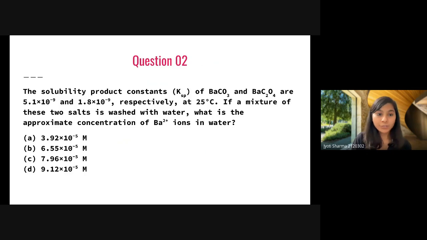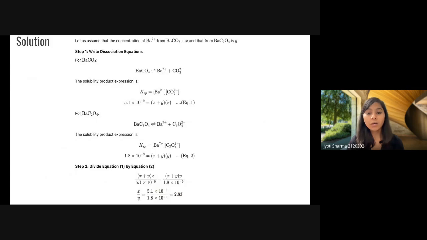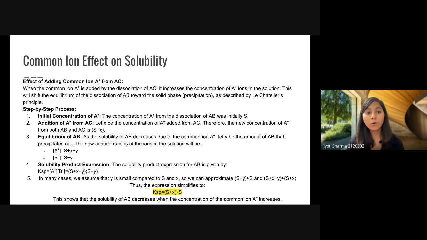I think I should skip this. No doubt this is different because we are adding two things together, but let me skip this. Otherwise, I will be only on first or second. So just keep in mind, we have the common ion effect on solubility as well.